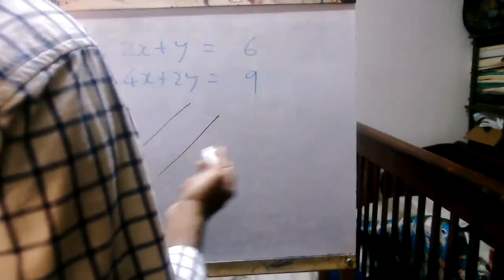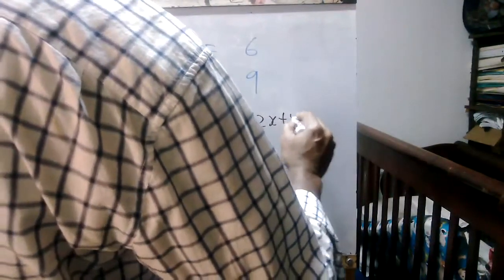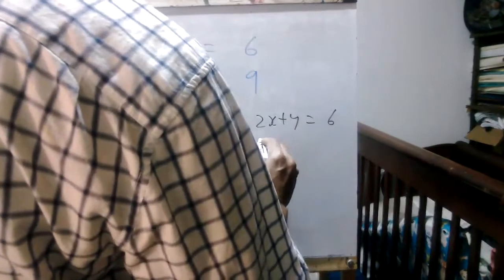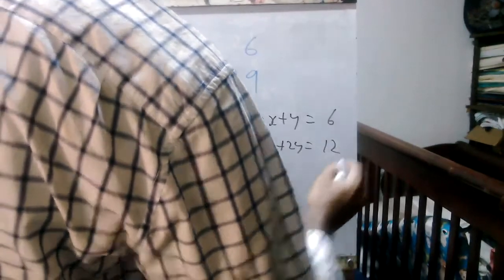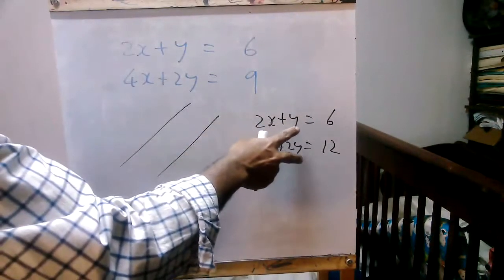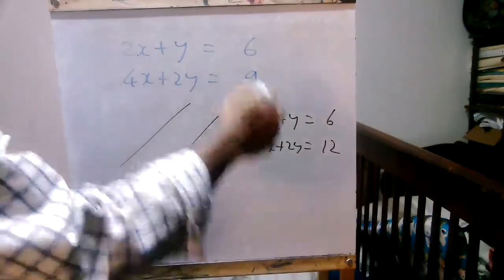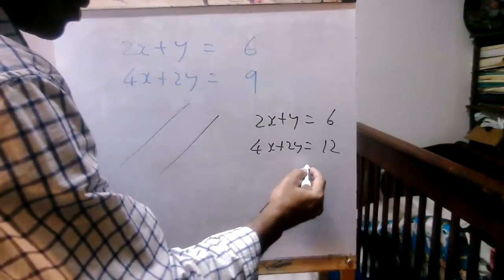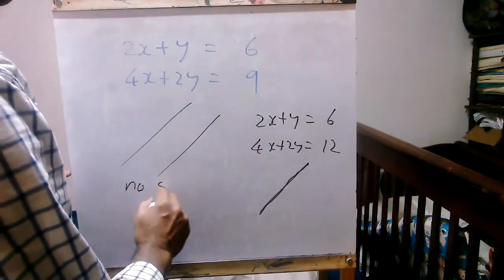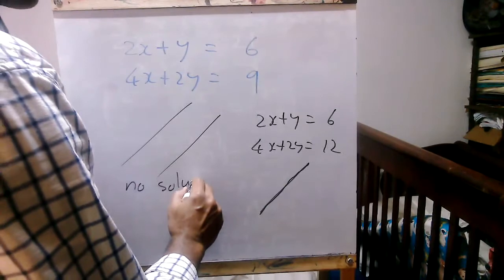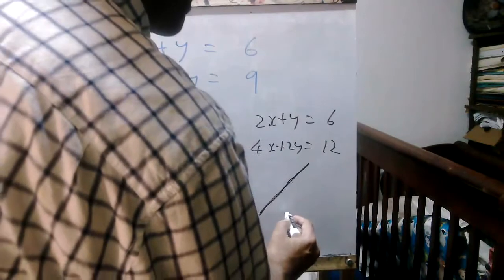The other case is this: 2x plus y equal to 6 and 4x plus 2y equal to 12. Now in this case, the right side is also the same if you multiply by 2, right? This means the two lines are overlapped. Here in this case no solution, here many solutions.